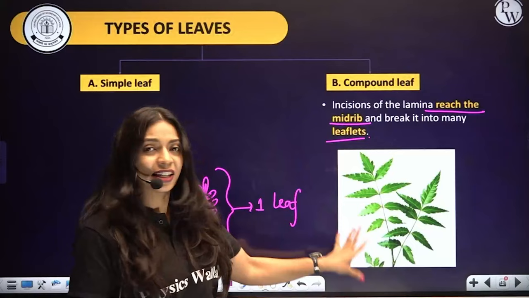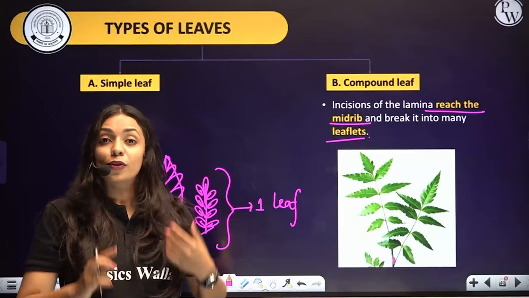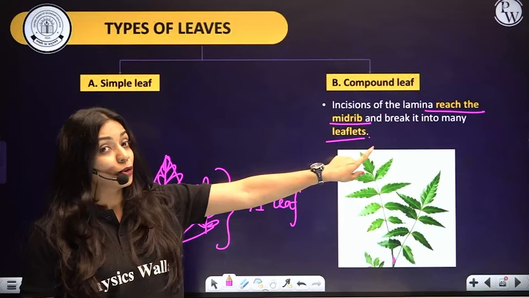So in the case of neem, you can see axillary buds present here. But each of these leaflets do not have axillary buds. Is that clear? So if you check for the presence of axillary buds, you will get to know if each of these is a leaf or a leaflet. If you want to find out, you have to check for the presence of axillary buds.